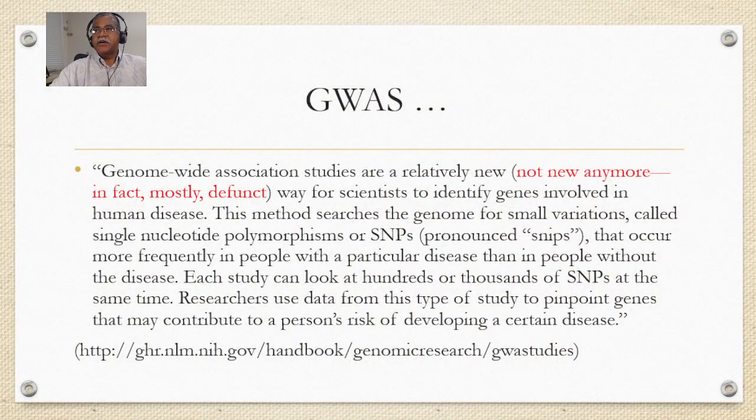so GWAS was relatively new, but not new anymore, mostly defunct, because again, I think the point was made that the associations were too complex to actually produce anything. So the method was to search for a SNP, right? You looked for frequencies. How many times did they occur with a particular disease? And then each study can look at hundreds or thousands of SNPs at the same time. They use this data to pinpoint the genes that may contribute to a person's risk of developing a disease, or somebody who had a disease, right?